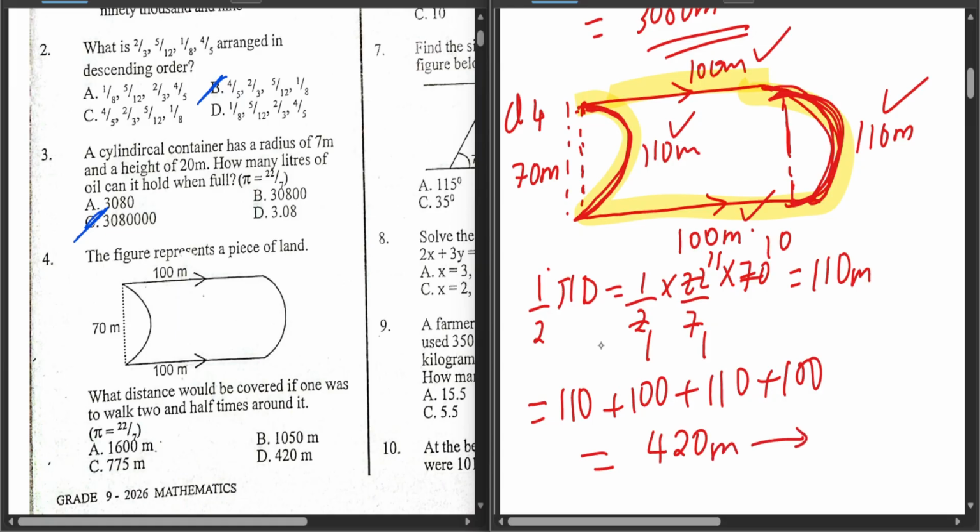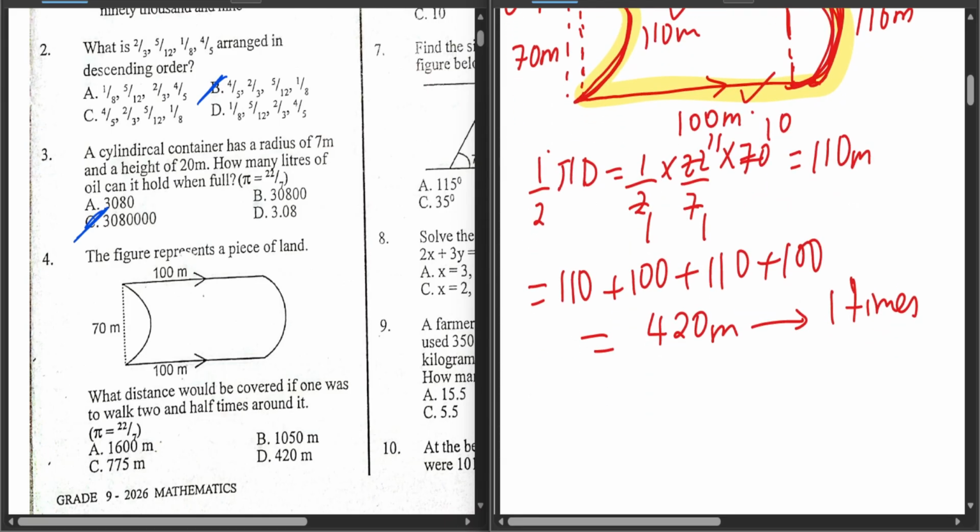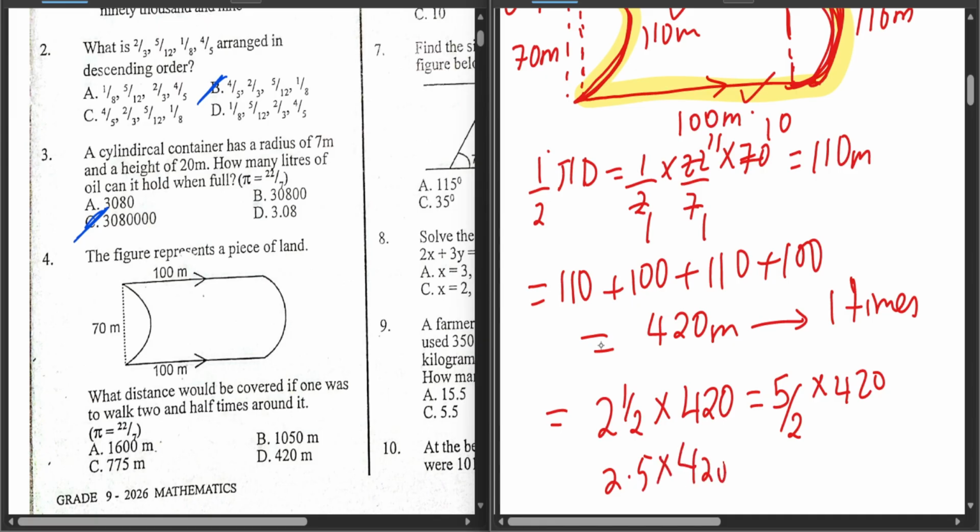That is if you walked 1 time. So if you walked one time, it gives you 420 meters. They're asking you 2.5 times. So what about 2.5? You take 2.5 times 1 rotation or 1 revolution times 420. So 2.5 is written as 5/2 as an improper fraction times 420, or if you want, you can write 2.5 times 420. It's up to you, and use your calculator, and you get 1050 meters.